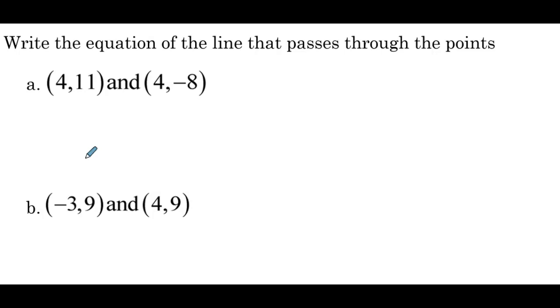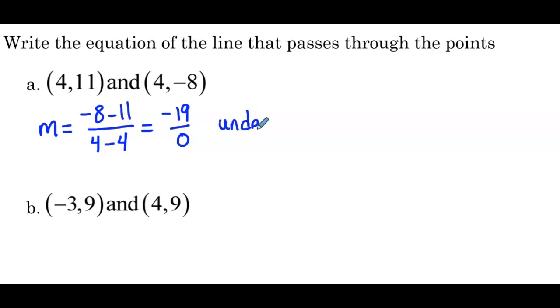Write the equation of the line that passes through the points in part A, (4, 11) and (4, -8). We have 2 points, we're missing a slope. So we'll start by finding the slope between these 2 points. Slope is change in y over change in x. So -8 minus 11 over 4 minus 4 gives us -19 over 0. But remember, we cannot divide by 0. That's undefined division. So the slope between these 2 points is undefined.